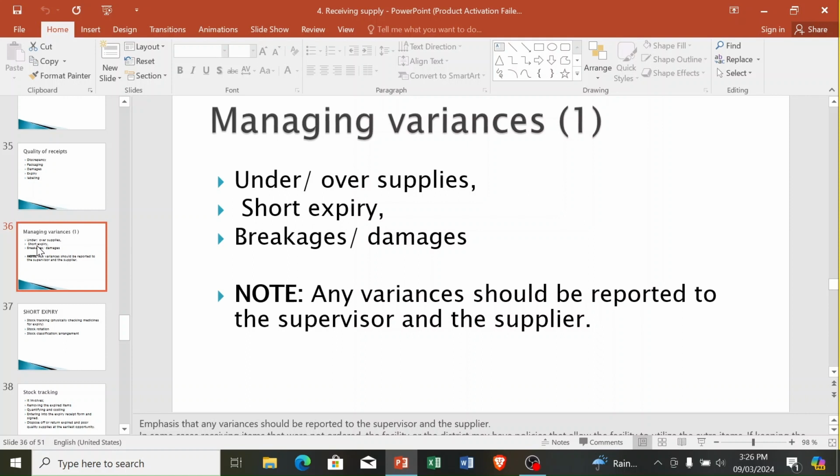Variances are like irregularities that come within the storage or within the store, or when they are supplying for us the medicines, or when we are receiving the medicines. So there are majorly three variances that we can have. We can have under or over surplus, we can have short expiry, we can have breakage, and then damages. Any variances should be reported to the supervisor and then the supplier.